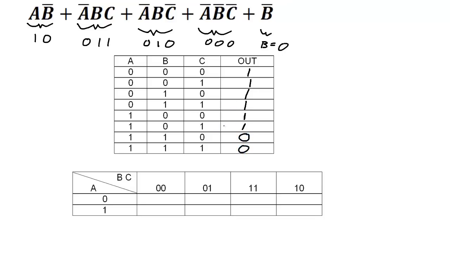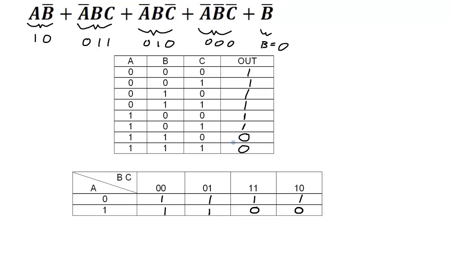The next step is to fill in the Karnaugh map from the truth table. So each one of these boxes corresponds to a box in the truth table. So for example, this is the 0, 0, 0 box. A equals 0, B equals 0, and C equals 0. So we'll fill in whatever the output is in the output column in the appropriate box in the Karnaugh map. So 0, 0, 0 is a 1. 0, 0, 1 up here, you can see it's a 1. 0, 1, 0 is a 1. That's this box over here. 0, 1, 1 is also a 1. 1, 0, 0 is a 1. 1, 0, 1 is a 1. 1, 1, 0 is a 0. And 1, 1, 1 is a 0.